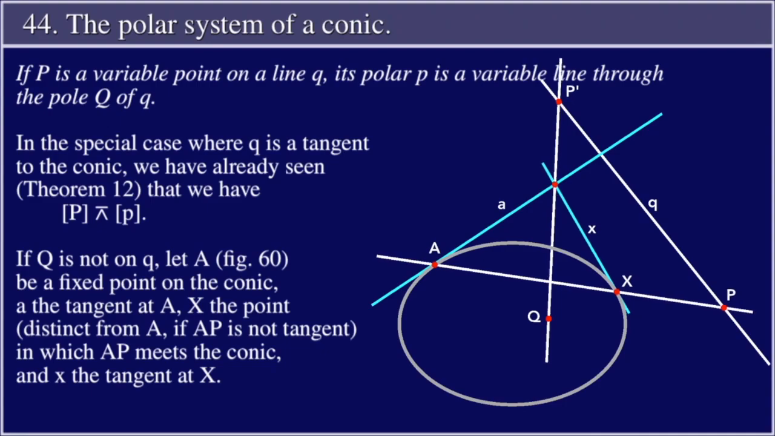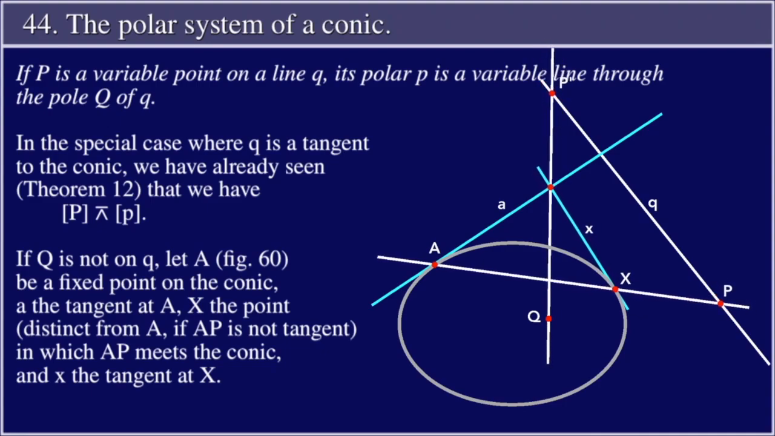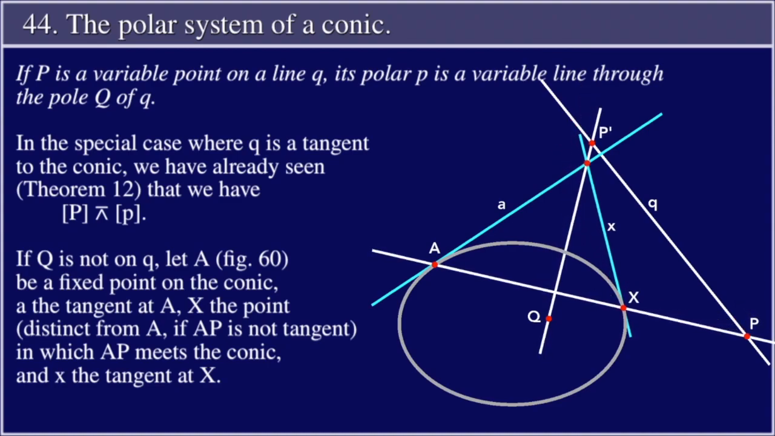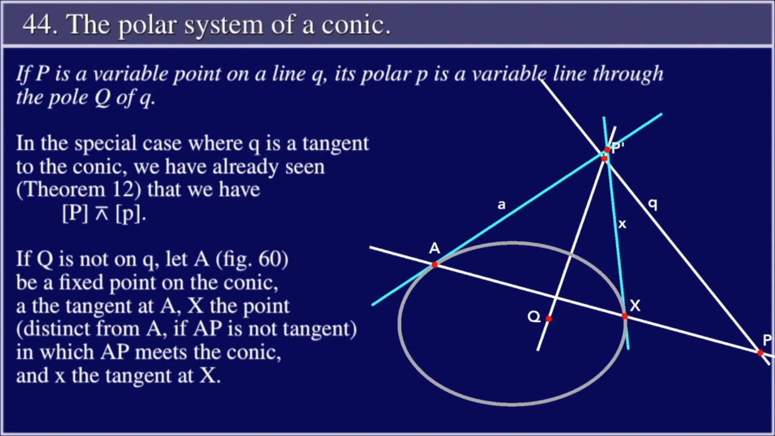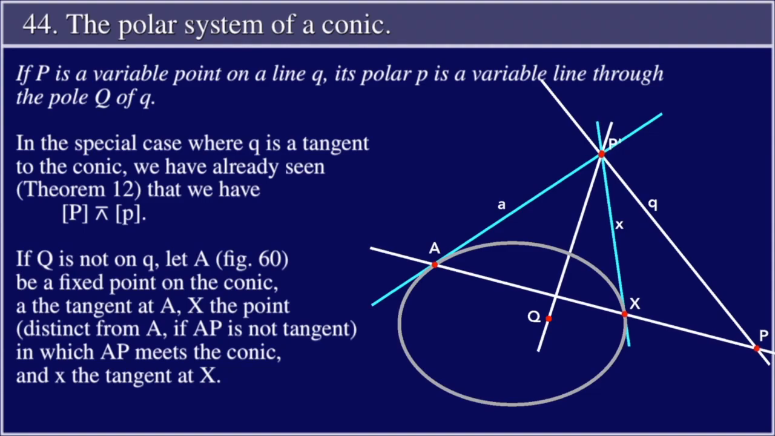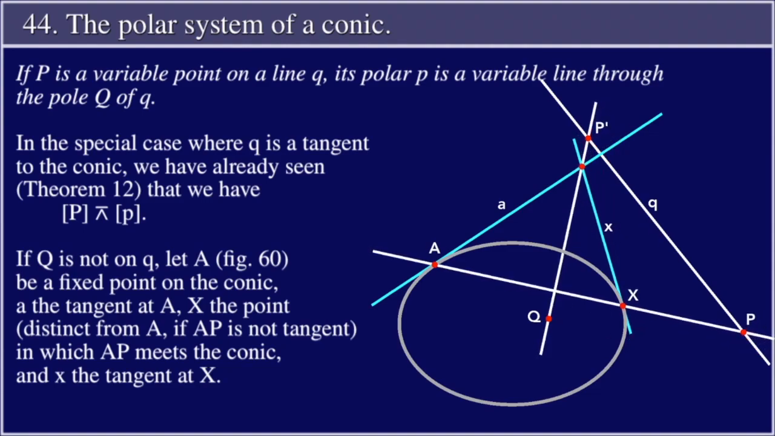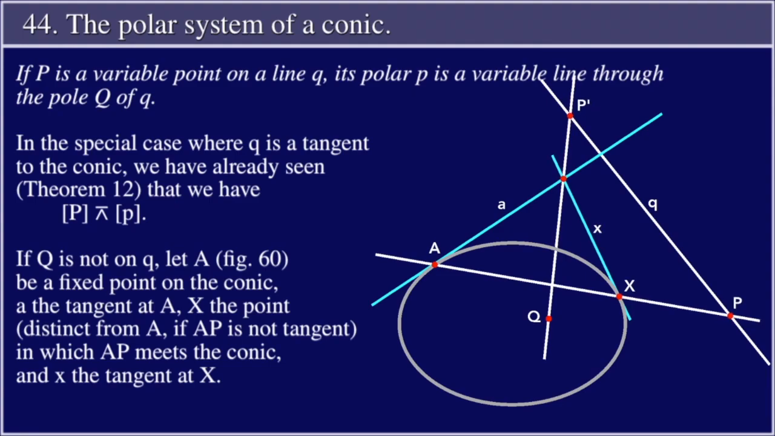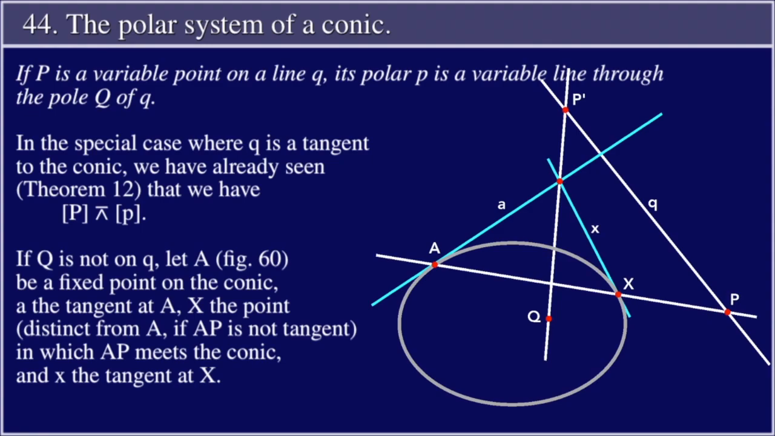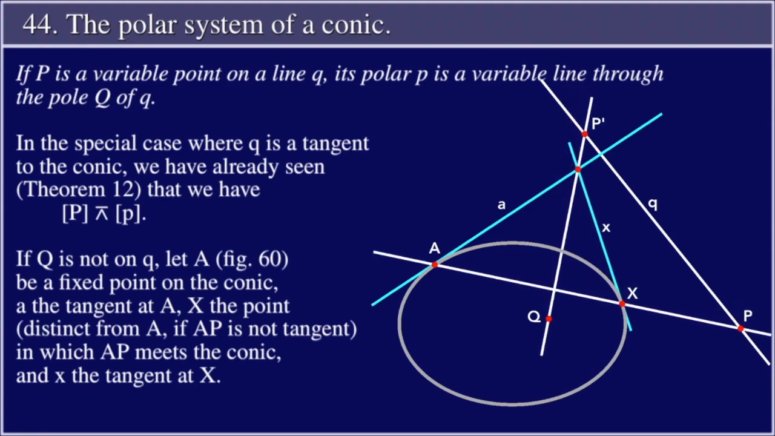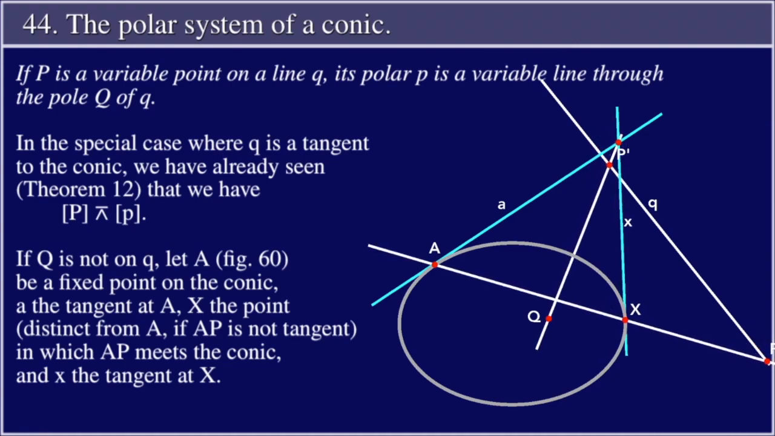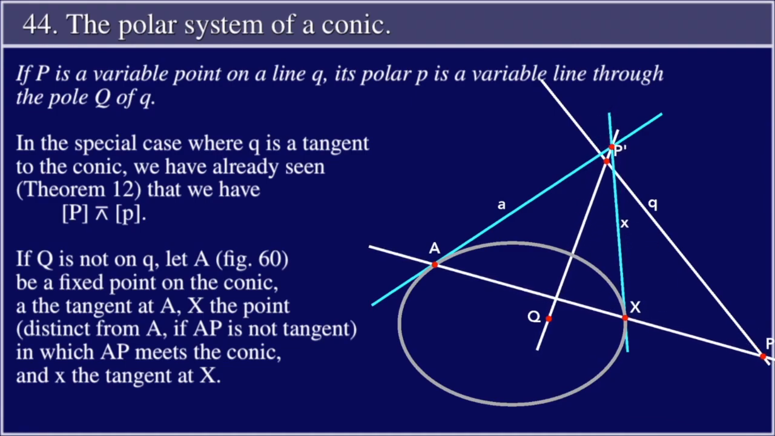If P is a variable point on a line Q, its polar p is a variable line through the pole Q of the line. In the special case where the line is a tangent to the conic, we have already seen, Theorem 12, that the pencil of points P is projective with the pencil of lines p. If Q is not on the conic, let A, figure 60, be a fixed point on the conic, a the tangent at A, X the point distinct from A, if AP is not tangent, in which AP meets the conic, and x the tangent at X.